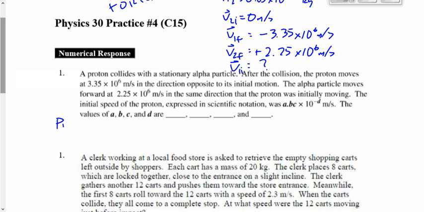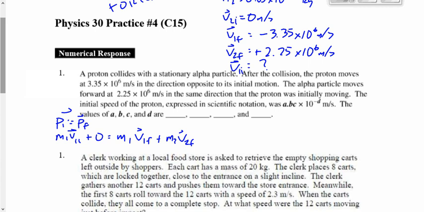Okay, we're going to say PI is equal to PF. We're going to say M1 V1I plus 0, because the alpha particle's at rest, equals, they do not stick together, so we're going to say M1 V1F plus M2 V2F. Good. Let's sub in some numbers here now.